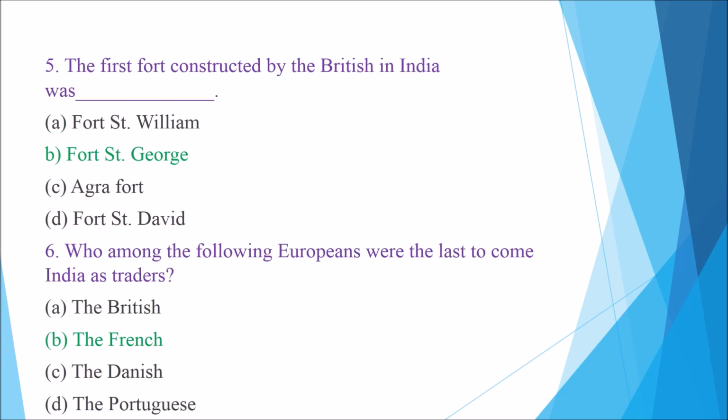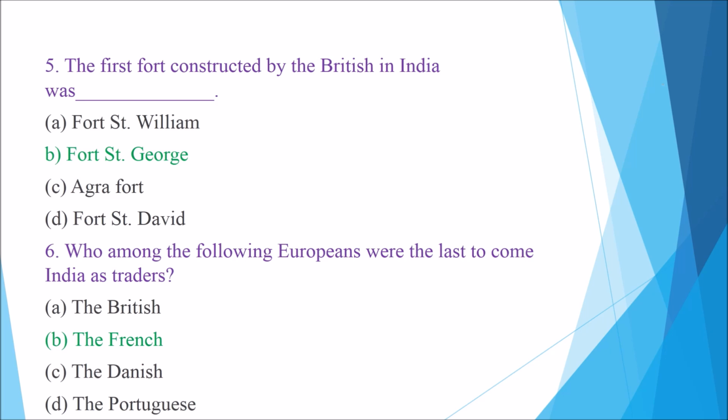Question number 5. The first fort constructed by the British in India was dash. Option A, Fort Saint William. Option B, Fort Saint George. Option C, Agra Fort. Option D, Fort Saint David. So the answer is option B, Fort Saint George.